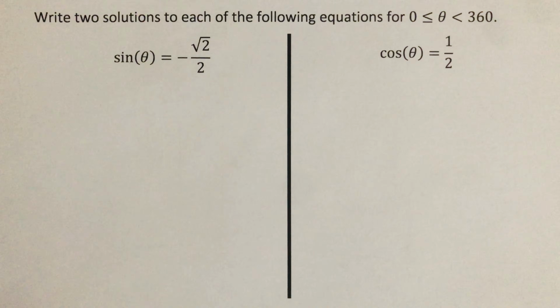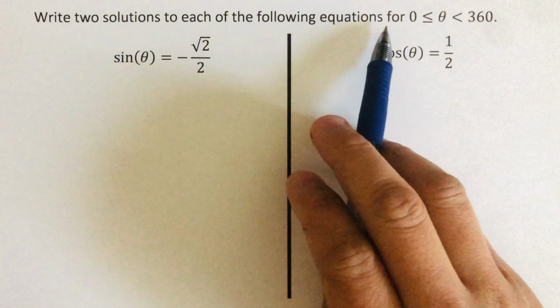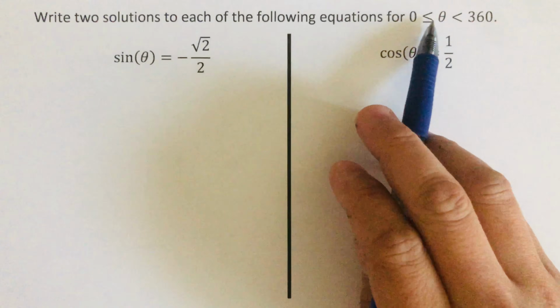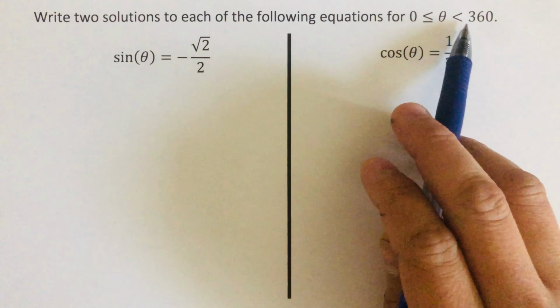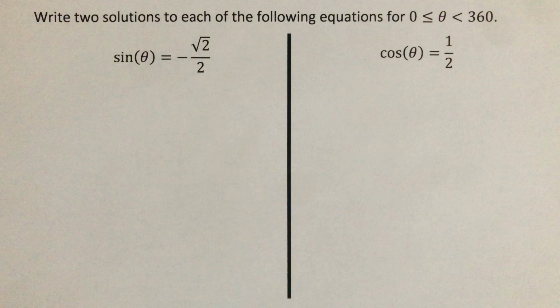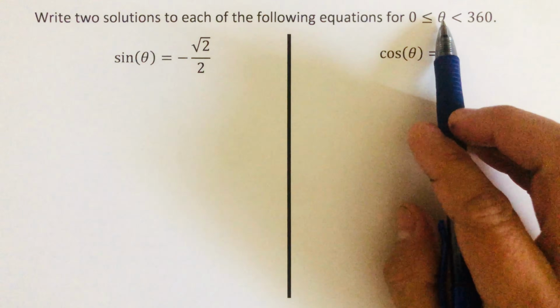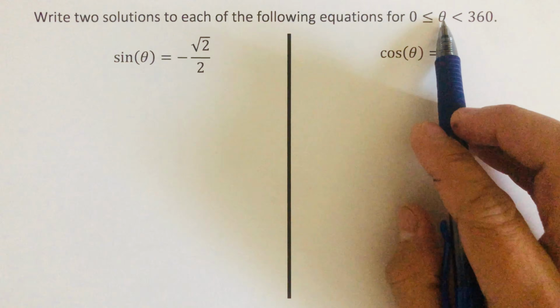Okay, so let's take this first example right here. Write two solutions to each of the following equations for theta is greater than or equal to 0 and theta is less than 360. So the theta that we're referring to here is the angle. Again, in some other textbooks, they're using x. That should be fine. So theta is actually a variable that is referred to as the angle.